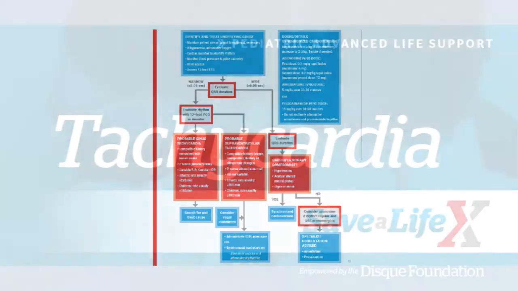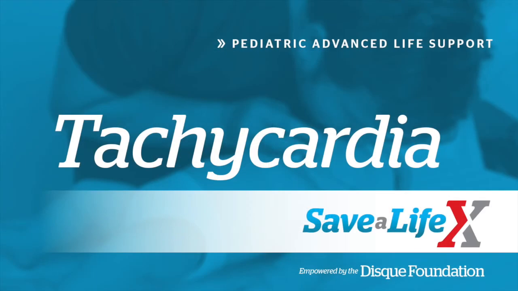Here is the algorithm for infants and children. Go ahead and pause here if you need to take a look at this for a moment longer. That concludes tachycardia. We will next address pediatric shock.